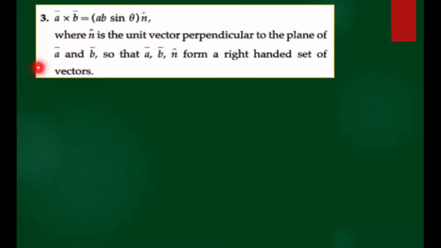Now see third property. A bar cross b bar equals to magnitude of A into magnitude of B into angle between them in sine ratio, that is sin theta into n cap, where n cap is the unit vector perpendicular to the plane of A bar and B bar, so that vector A, vector B and unit vector n cap form a right-handed set of vectors.